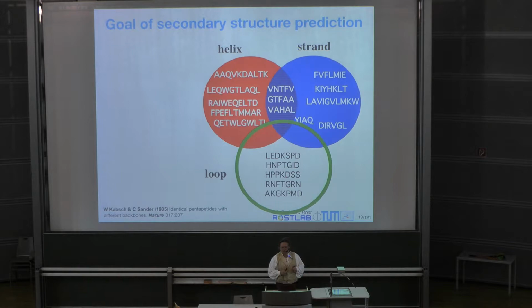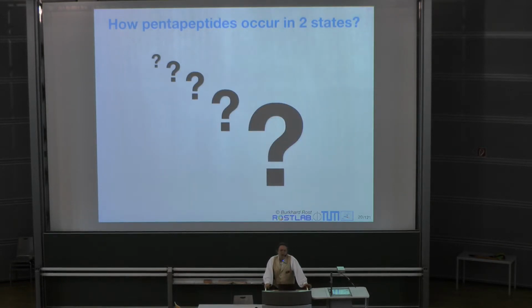The goal of secondary structure prediction methods then is to simply take a sequence and sort it into these 3 bins. One question is, how come that pentapeptides can be observed in strand and helices. How can that happen at all?